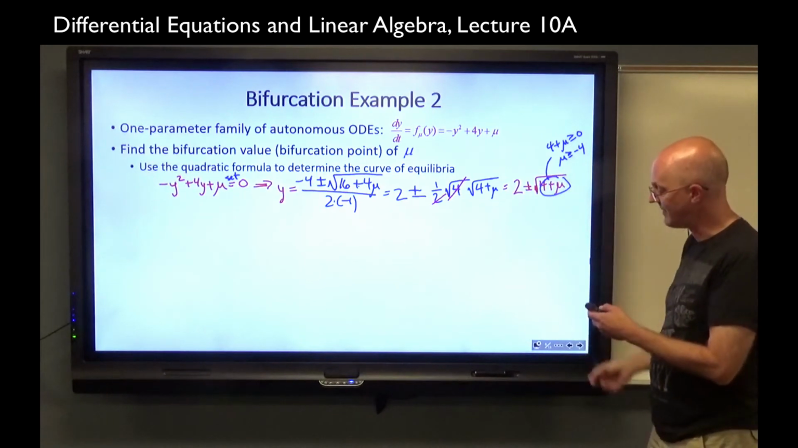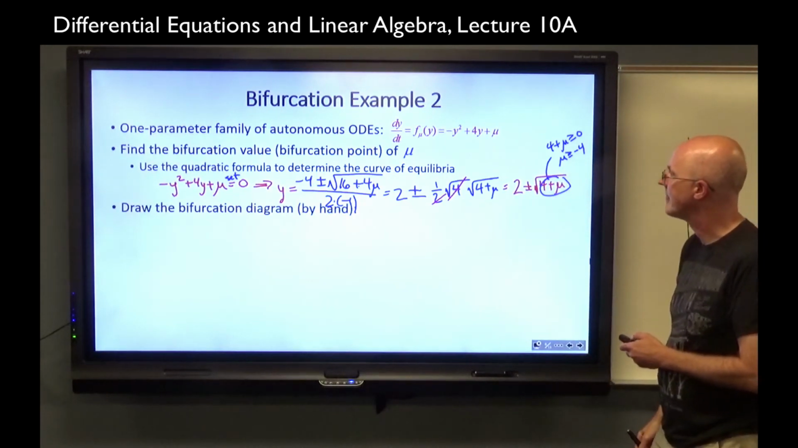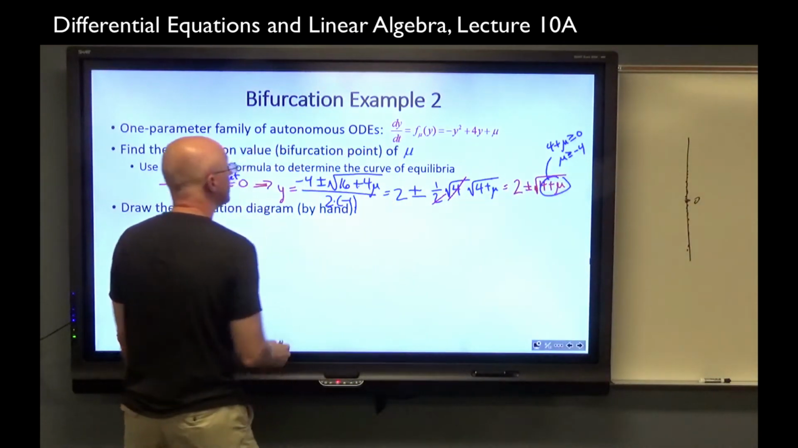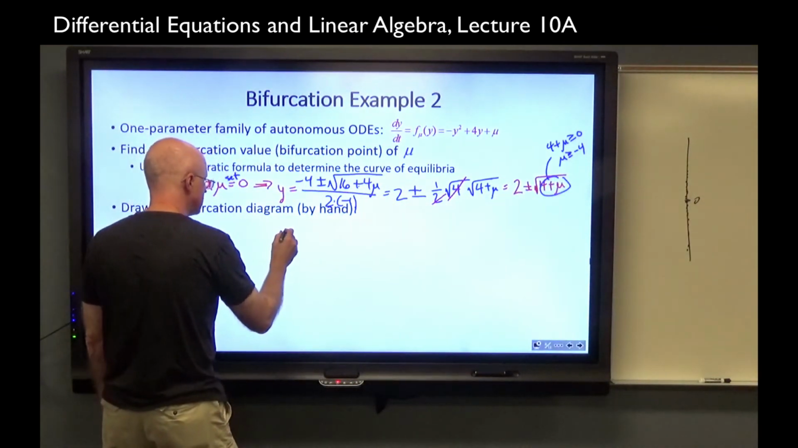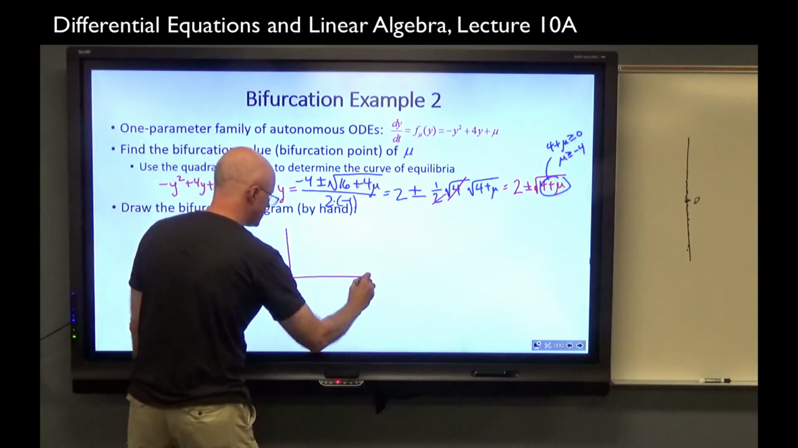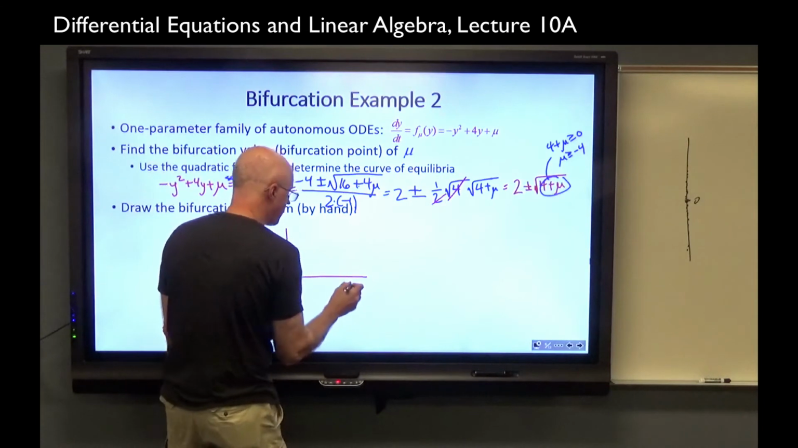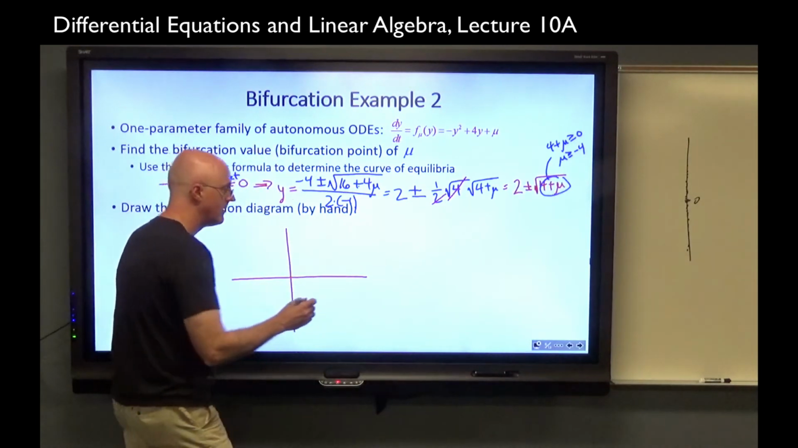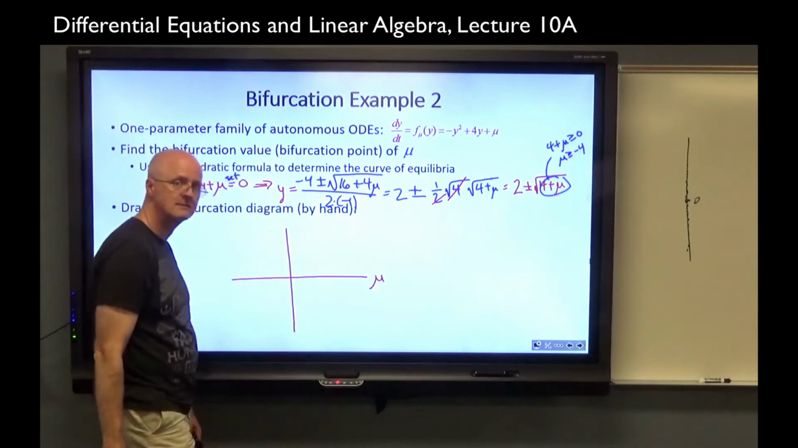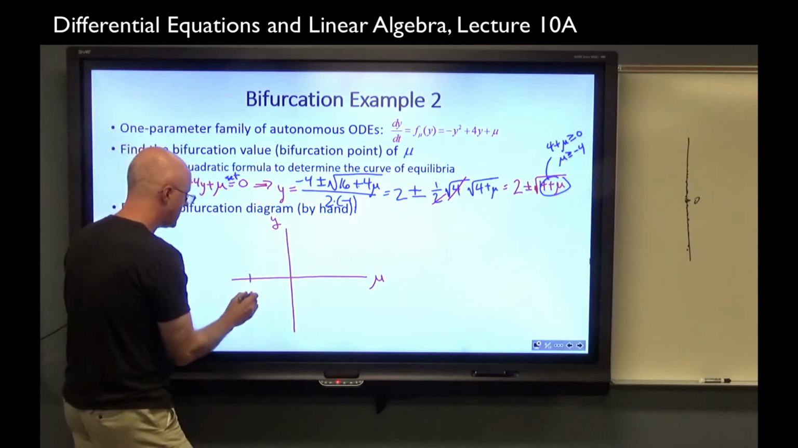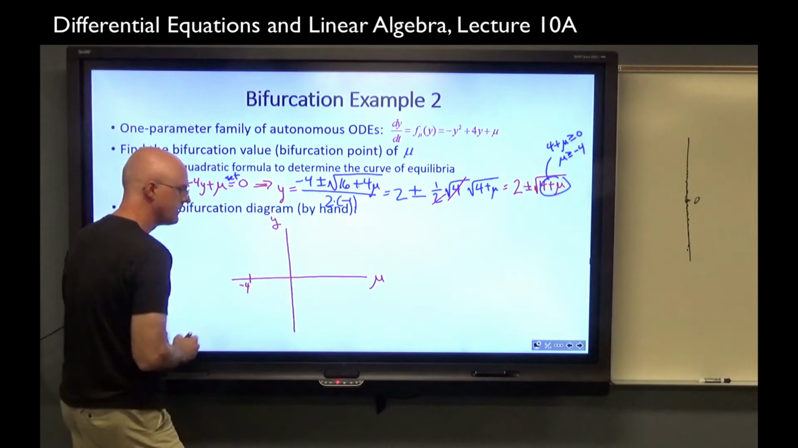And now I could graph this as a function of mu. I'll do that by hand. I'm going to show you Mathematica here in a minute. But you should work at, to some degree, being able to do these things by hand. Remember, for the bifurcation diagram, mu is the horizontal axis, and y is vertical. Here's the bifurcation value, mu equals -4.